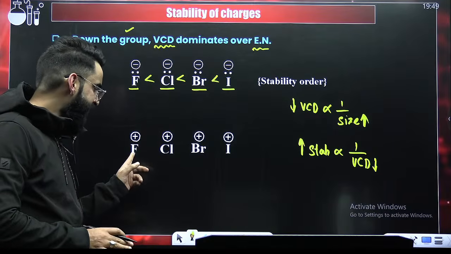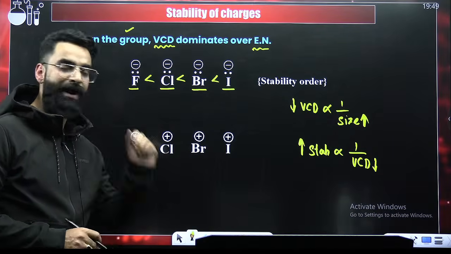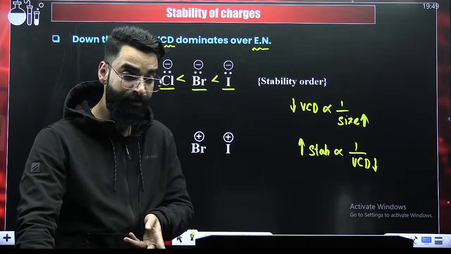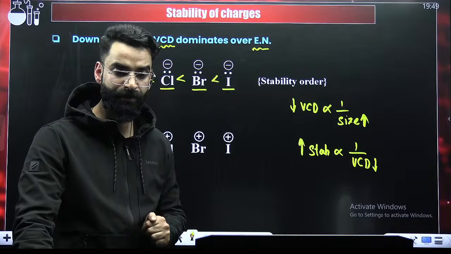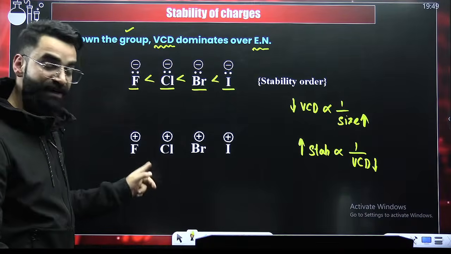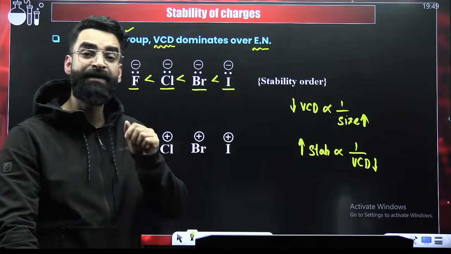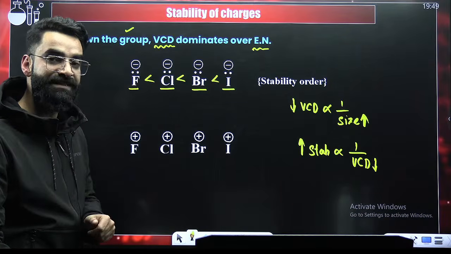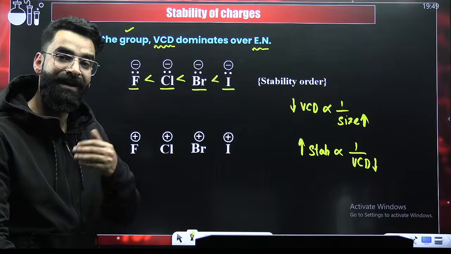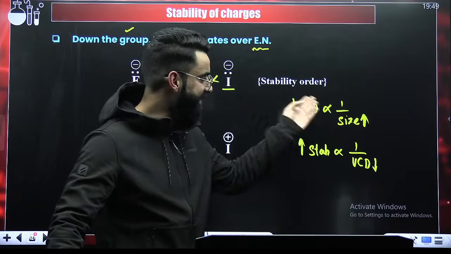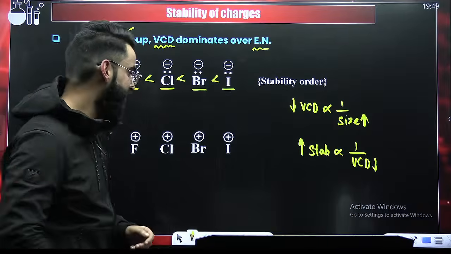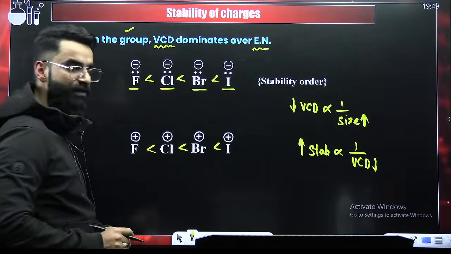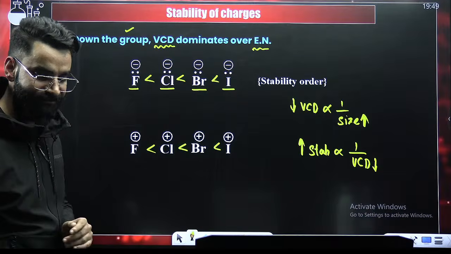See, chlorine carrying positive, bromine carrying positive, iodine carrying positive. Again, all these atoms belong to the same group, and in the group, VCD plays a role. Since the charge on every atom is the same, talk in terms of size. More the size, lesser the VCD. Lesser the VCD, more the stability. So positive charge will be more stable on iodine, followed by bromine, followed by chlorine, followed by fluorine. I believe all of this is clear.